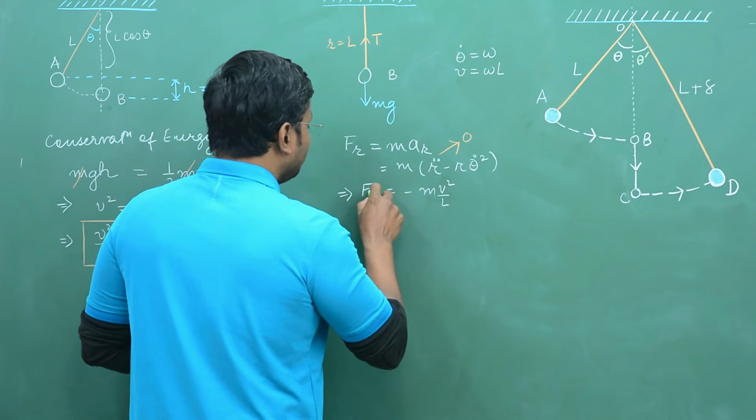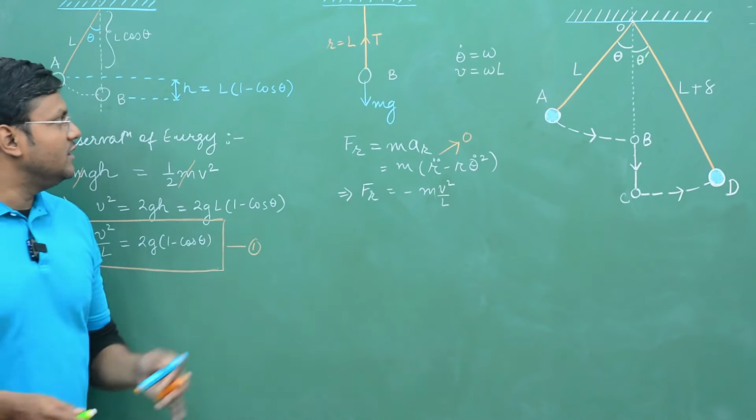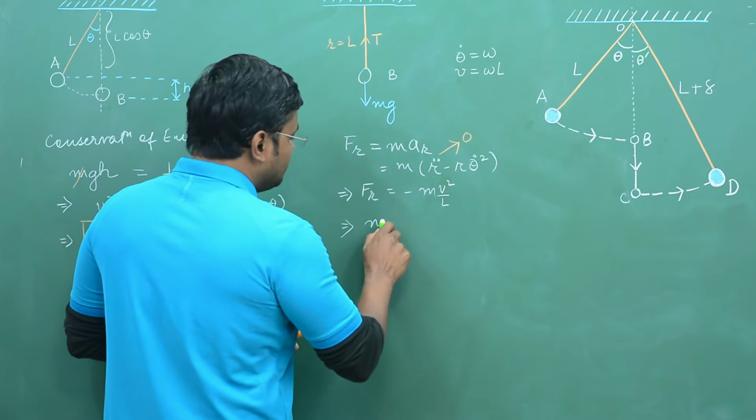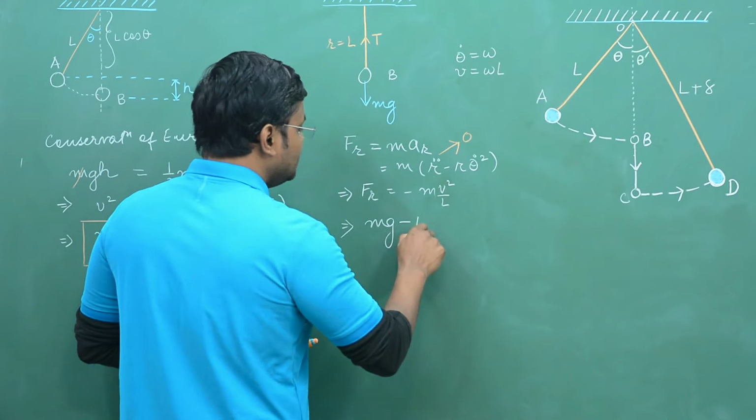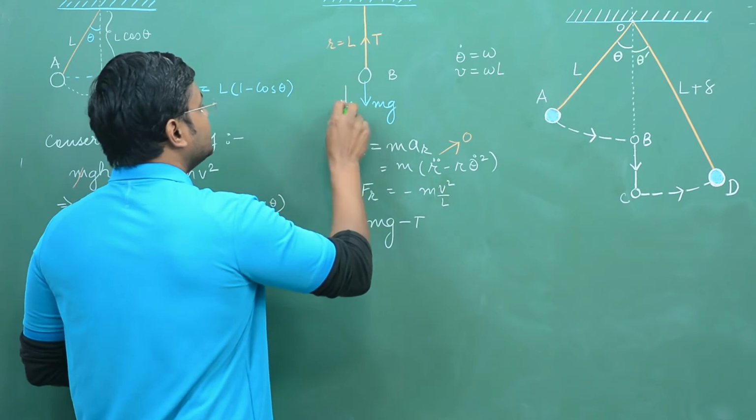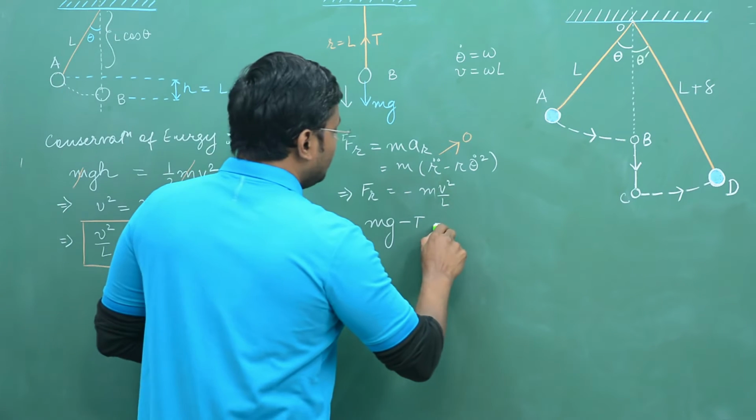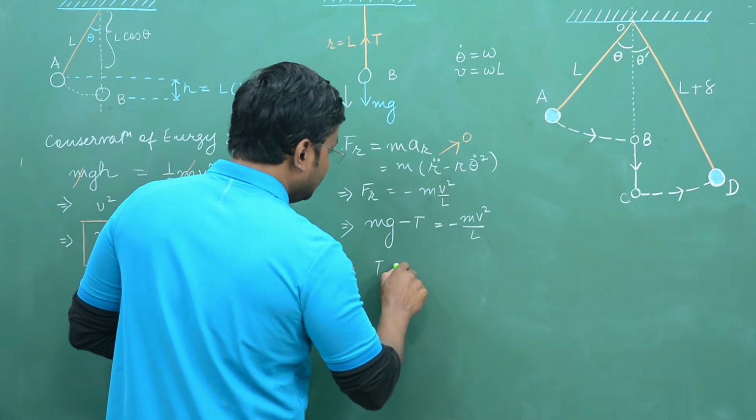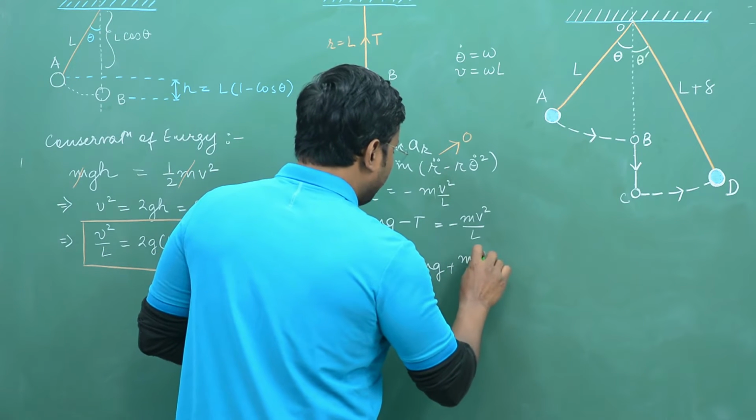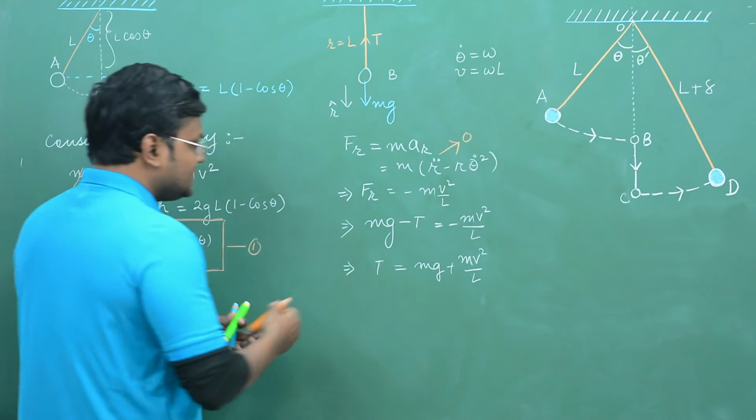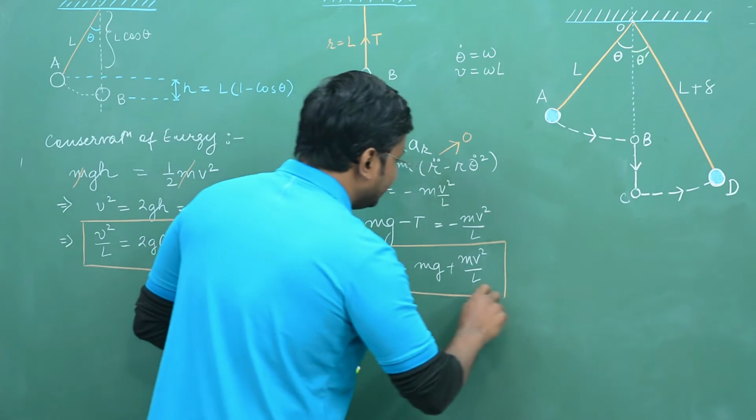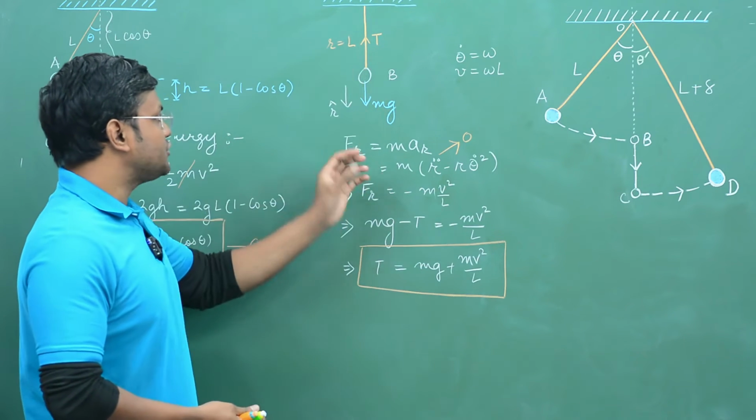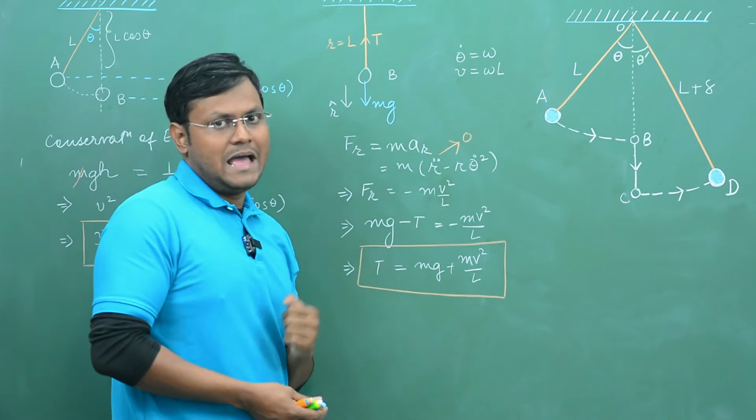So what are the forces along the radial direction? Outward radial direction I have mg, and inward I have minus T, because the radial direction is essentially this direction, outward. So this is equal to minus m v squared upon L, and from here I get the tension T equal to mg plus m v squared upon L. This is the relationship for the tension in the string of the simple pendulum midway in its motion, the moment when the slip happens.